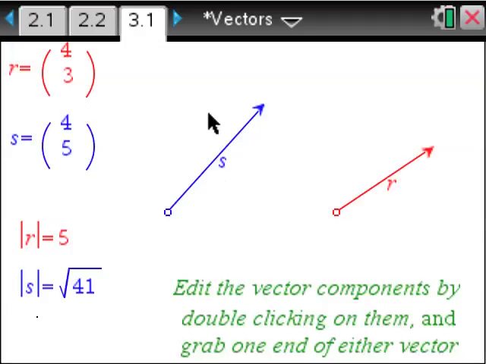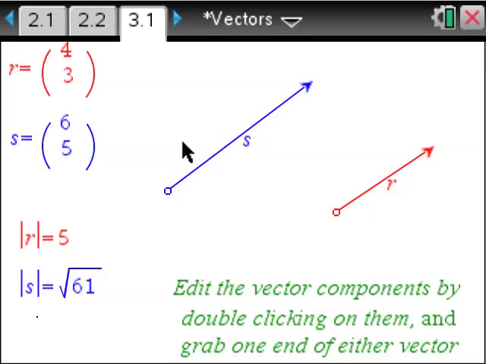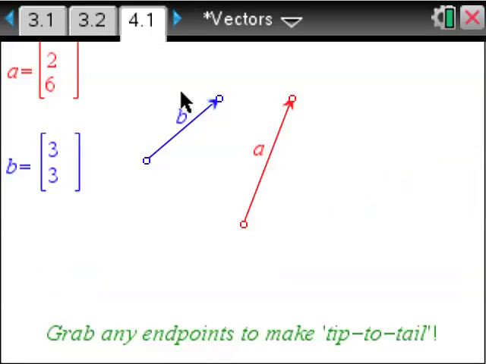Anyway, going on to page 3.1, we have a similar setup here, and this helps accentuate that vectors are not location dependent, because when I move this vector around its components don't change. But this time you can edit the components directly: double click on the 4, change it to a 6, and the vector is updated accordingly. Again, the feedback page is there.